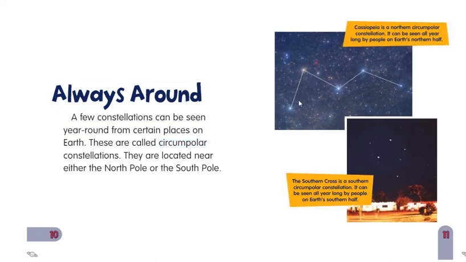So one example of a circumpolar constellation would be Cassiopeia. That is up in the northern sky near the North Pole. And then there's also this constellation called the Southern Cross. If you connect some of those dots, they make a cross shape. That one is in the southern sky, near the South Pole.